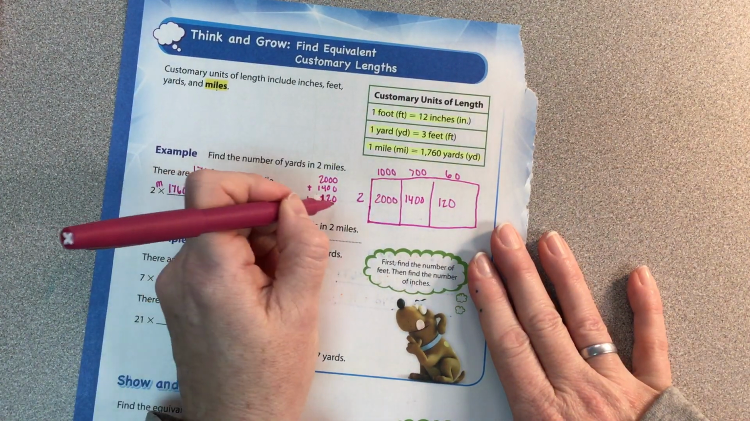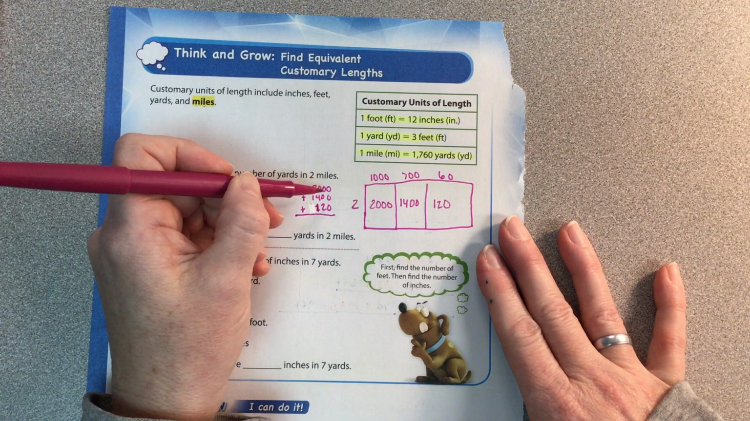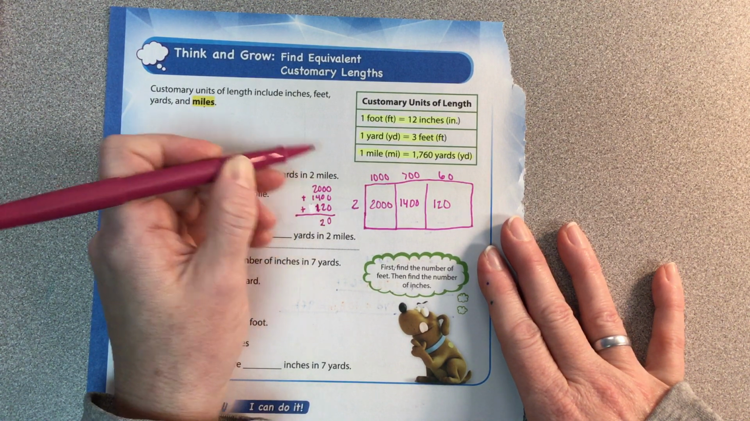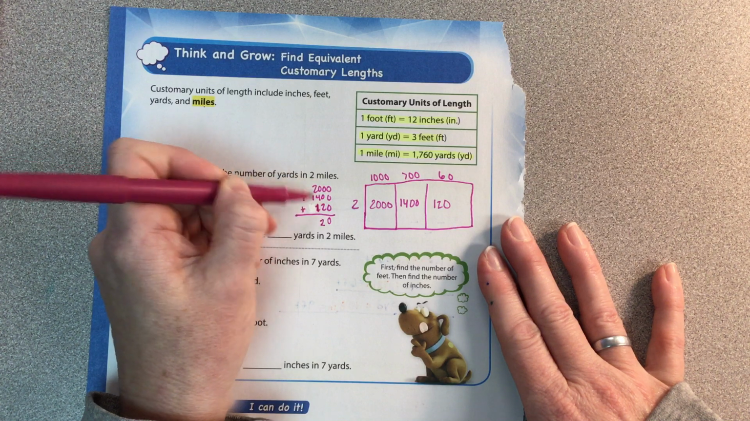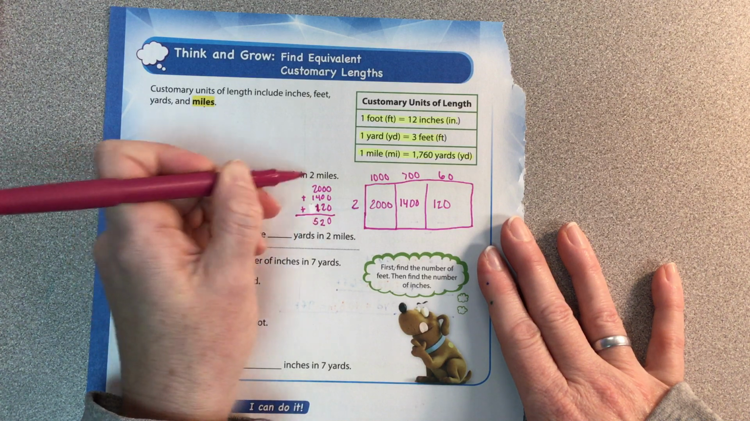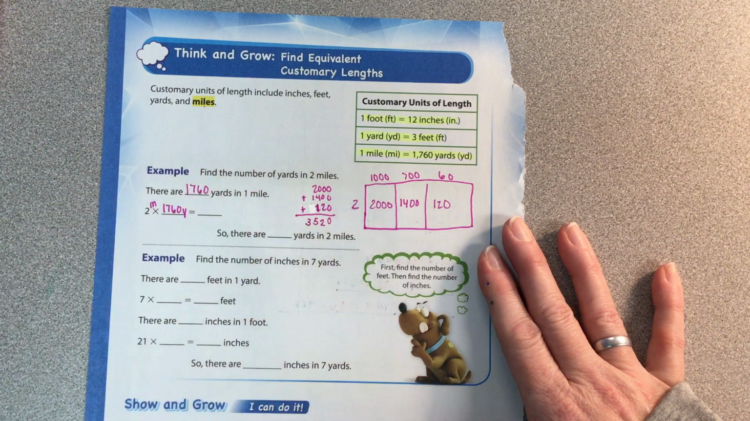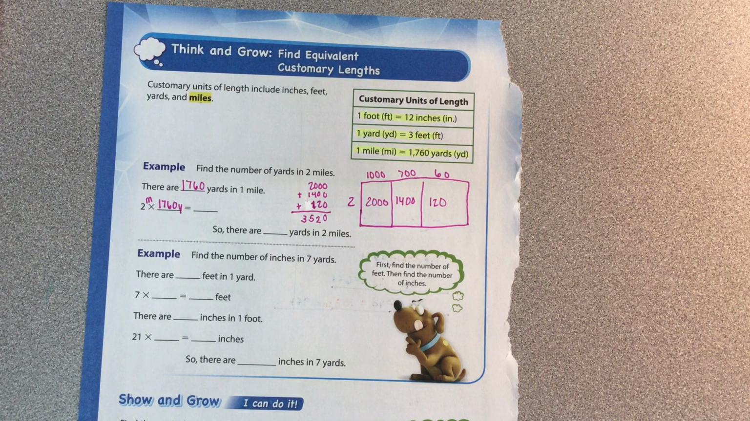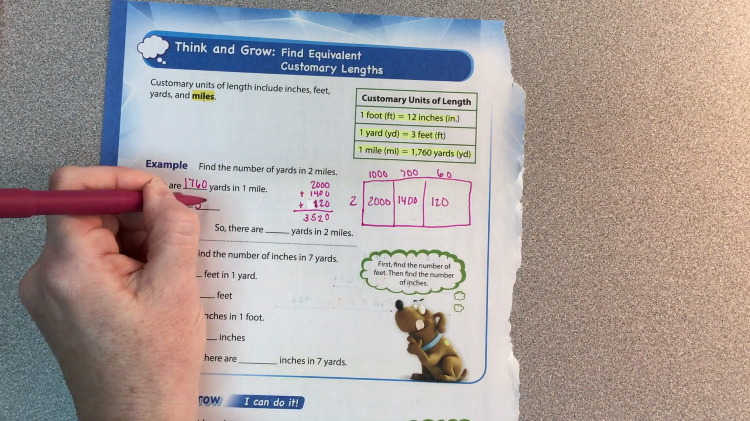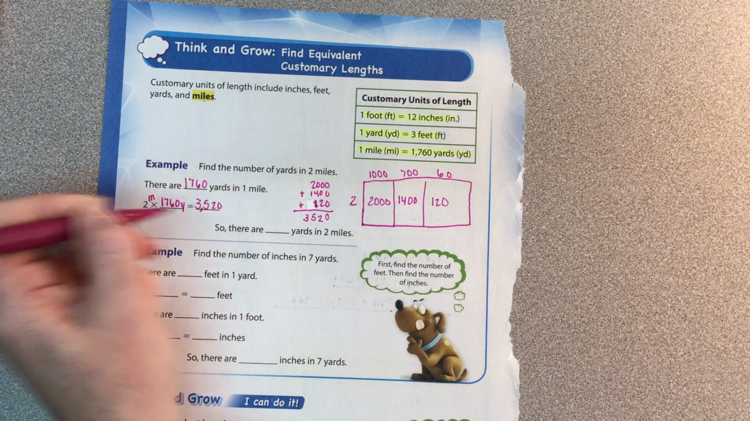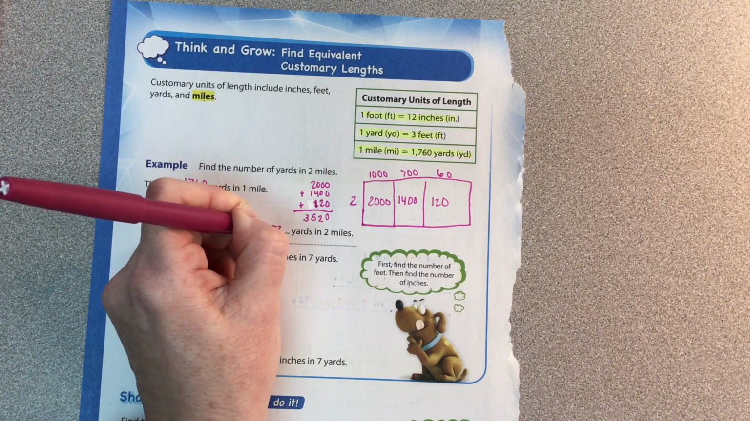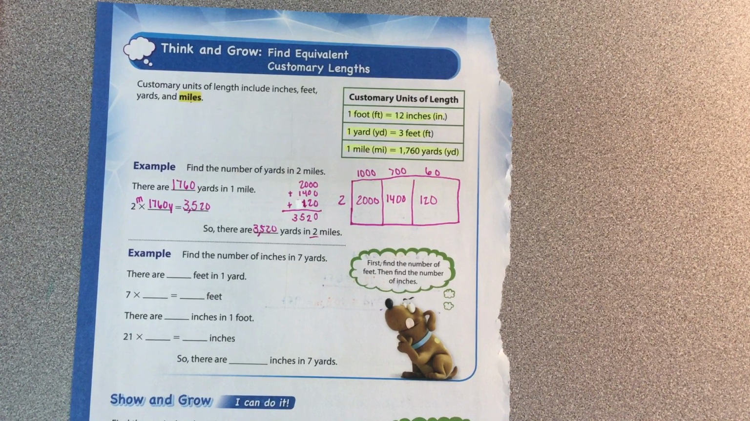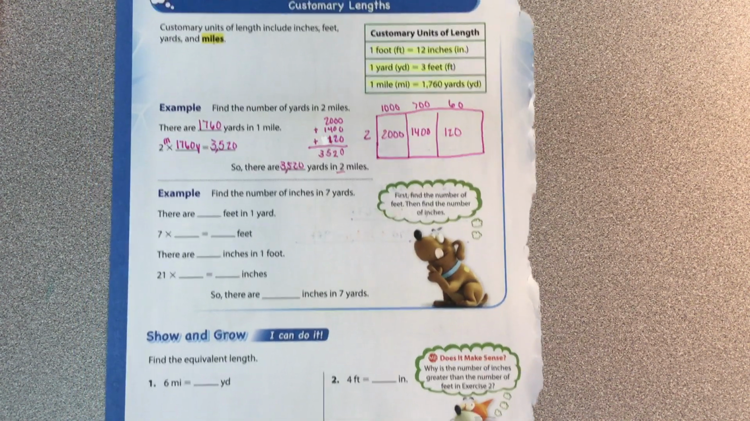Okay. So I have 0 ones, 2 tens, 5 hundreds, and 3 thousands. And so it's 3,520 yards in 2 miles. Okay, let's look at our next example.